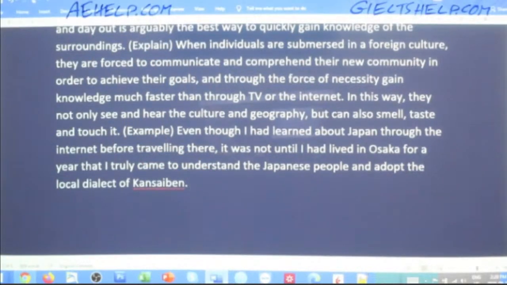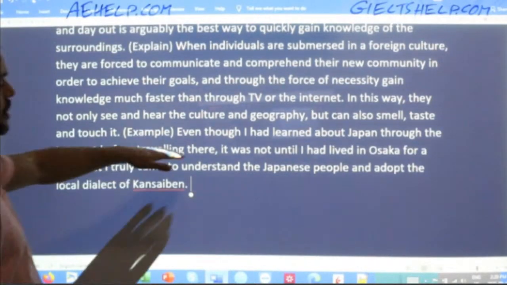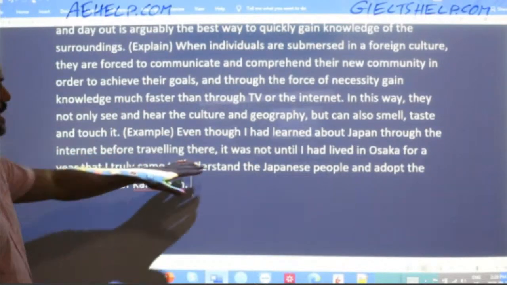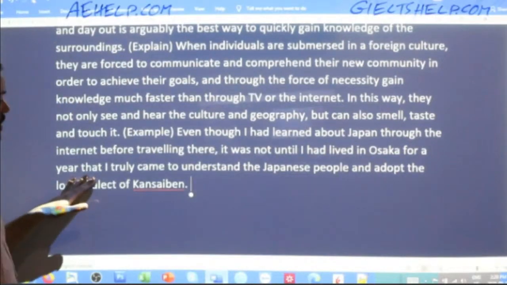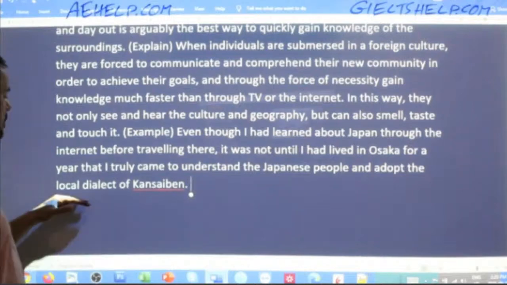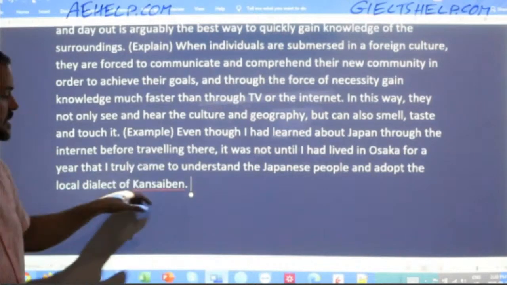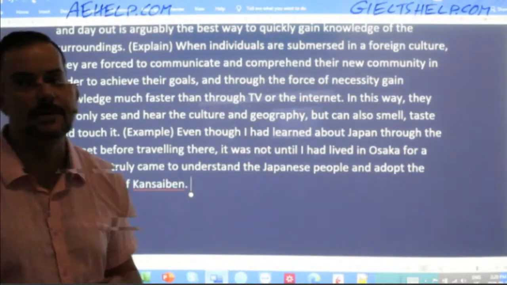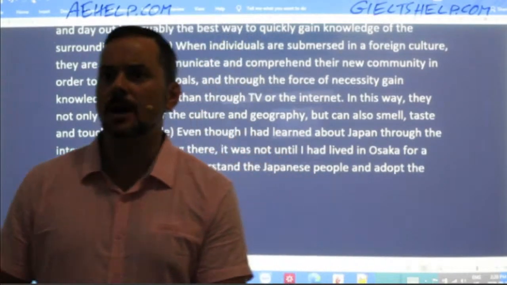Okay, so here we go. This is my example. Even though I had learned about Japan through the internet before traveling there, it was not until I had lived in Osaka for a year that I truly came to understand the Japanese people and adopt the local dialect of Kansai Ben, which is the Kansai area use of the Japanese language. Okay, all right. So that's my example. So come up with a similar one.